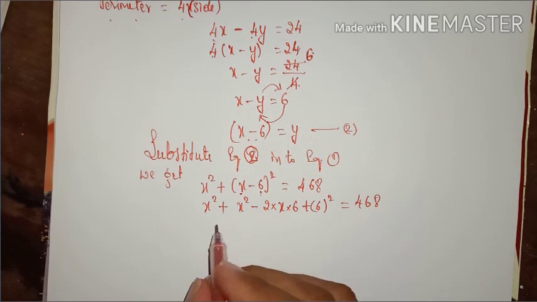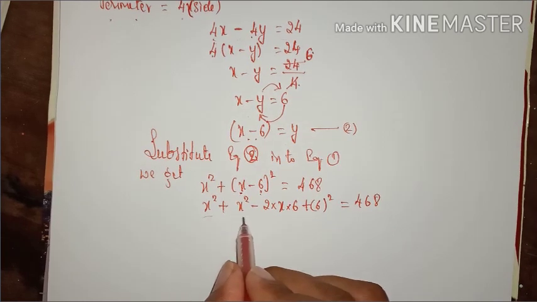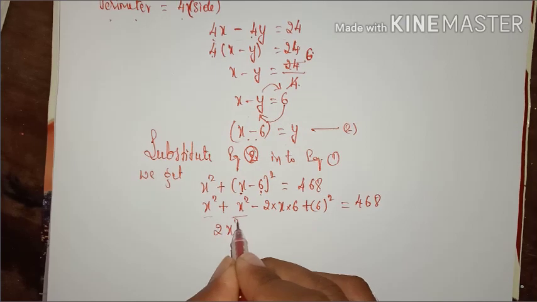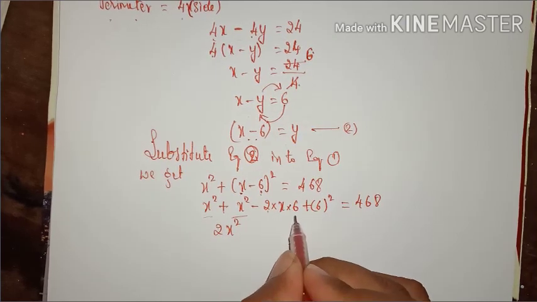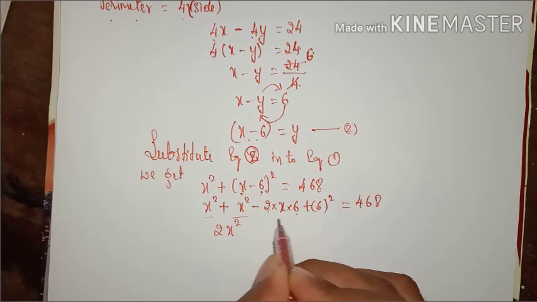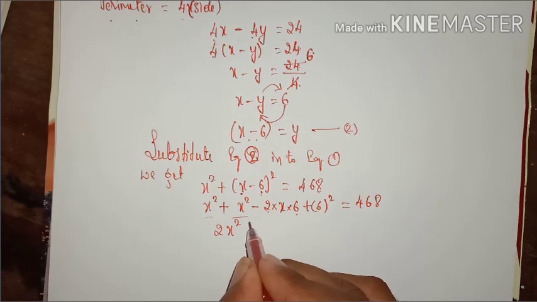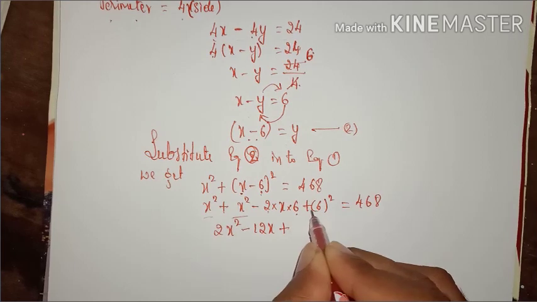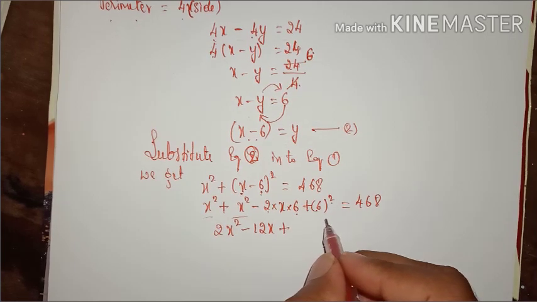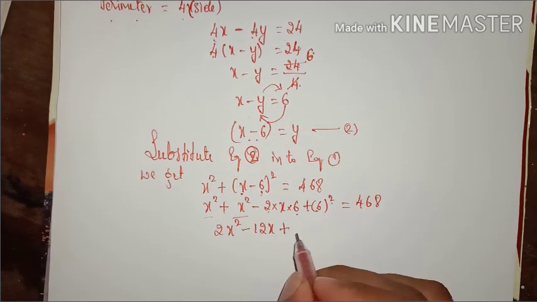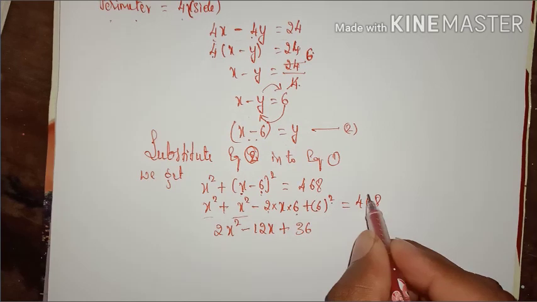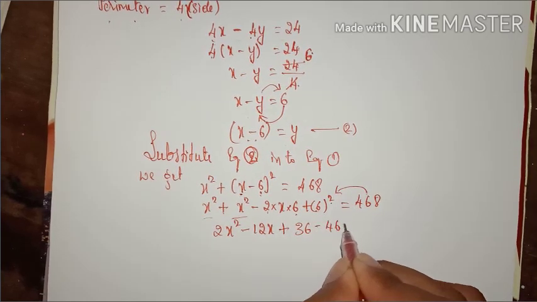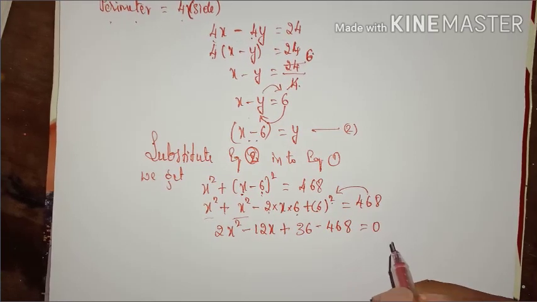468. Now x square plus x square, how much? Definitely it is 2x square. Now 2 into 6, 2 sixes are 12, so that is minus 12x, plus 6 whole square, which is nothing but 6 into 6, 6 sixes are 36. Send this 468 to the left hand side, so minus 468 equals 0.